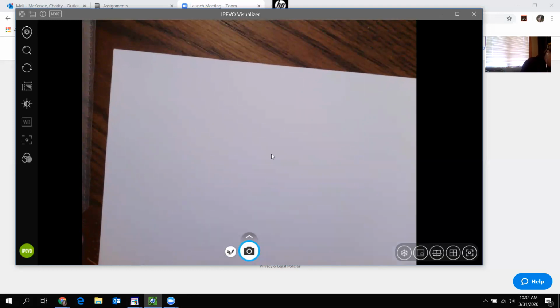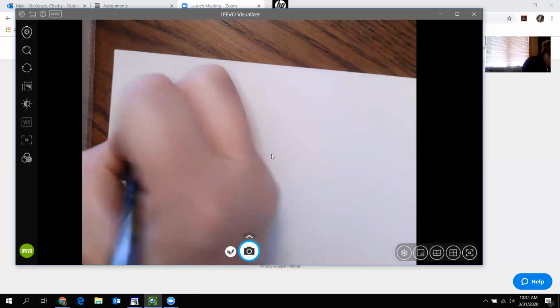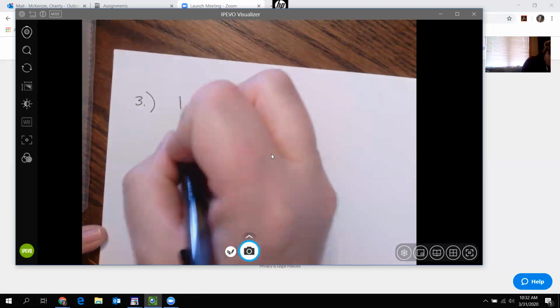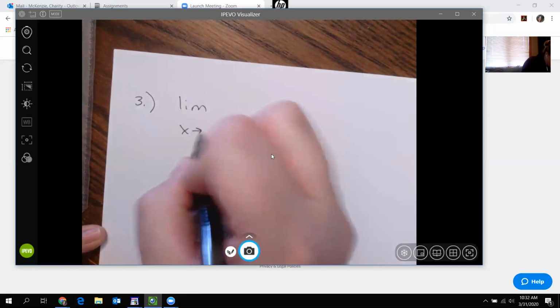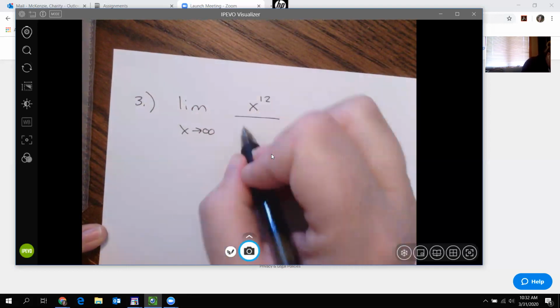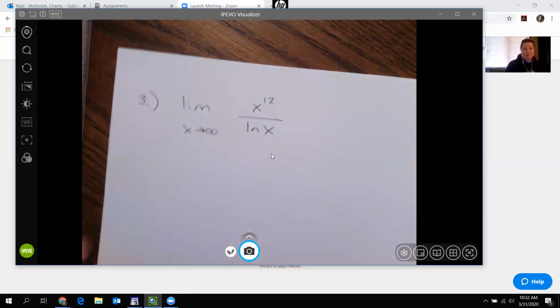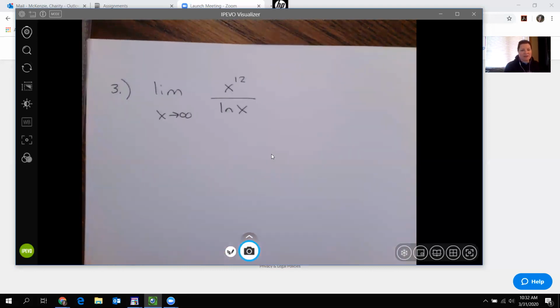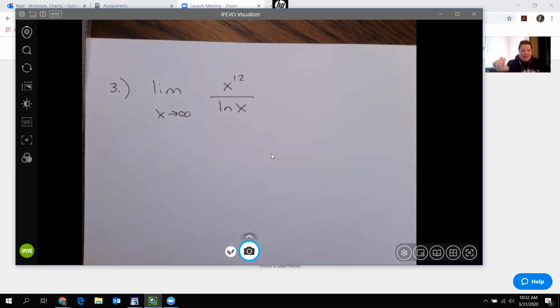This one is, I was trying to think. What if I have the limit as x approaches infinity of x to the 12th over the natural log of x? Can you visualize that the top would keep growing as x gets bigger to infinity, and the bottom would keep growing as well? So this is going to infinity over infinity. So I know I can use my rule.